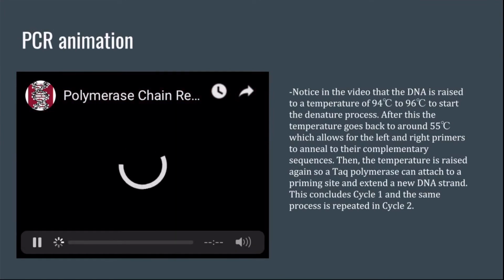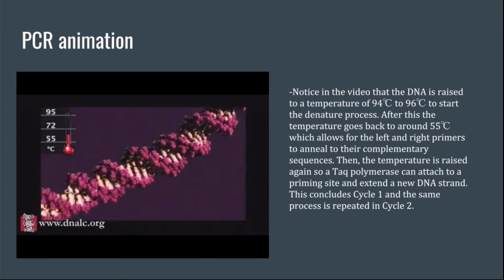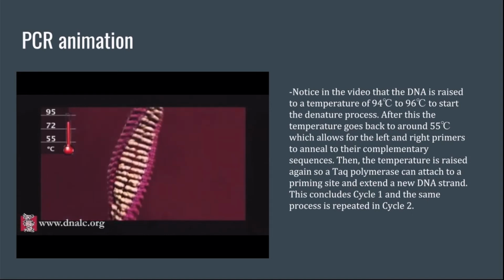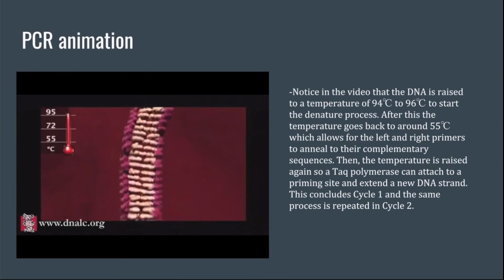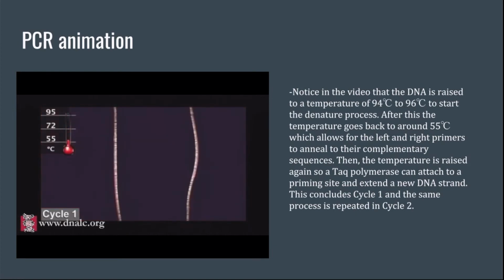So this is a PCR animation just to show how it works. Notice in the video that the DNA is raised to a temperature of 94 degrees Celsius to 96 degrees Celsius. This basically starts the denaturing process. After this, the temperature goes back to around 55 degrees Celsius, which allows the left and right primers to anneal to their complementary sequences. Then the temperature is raised again so Taq polymerase can attach to a priming site and extend a new DNA strand. So this concludes cycle 1, and the same process is repeated in cycle 2 and cycle 3.